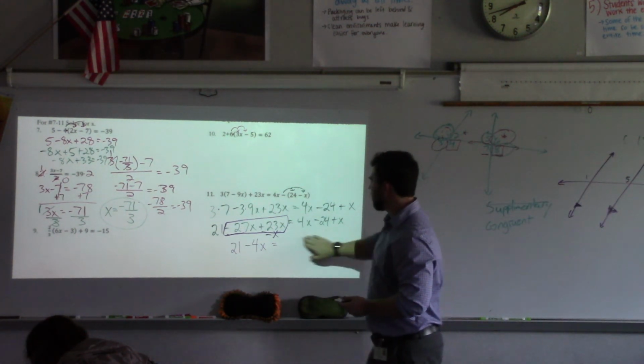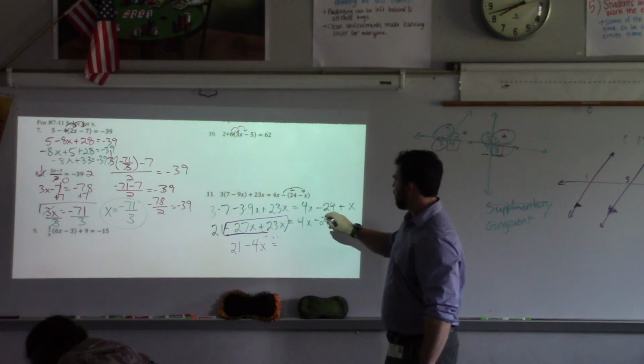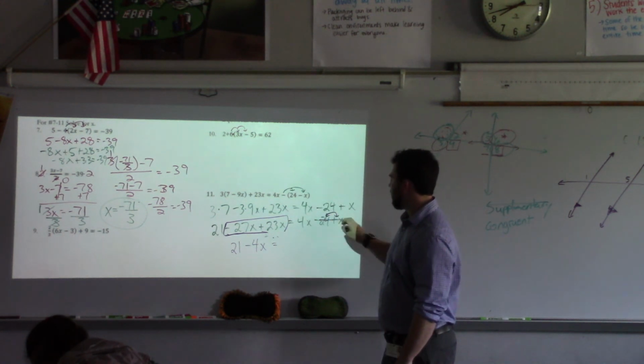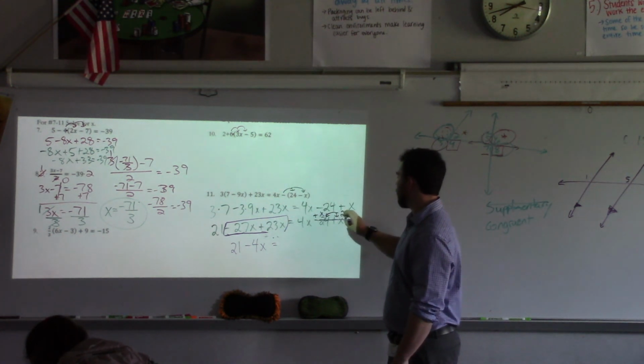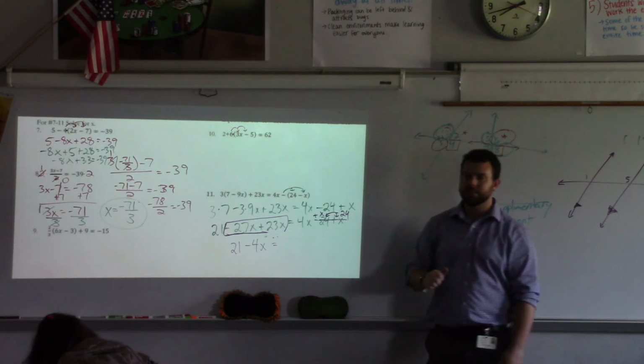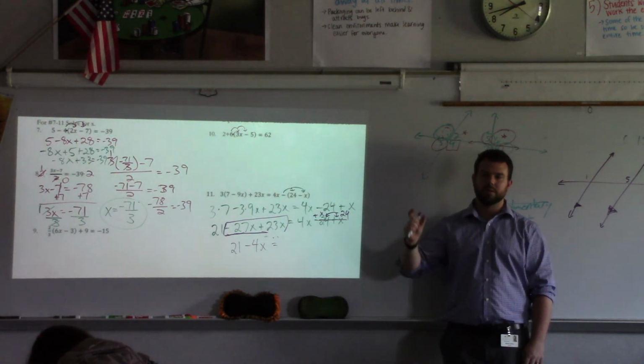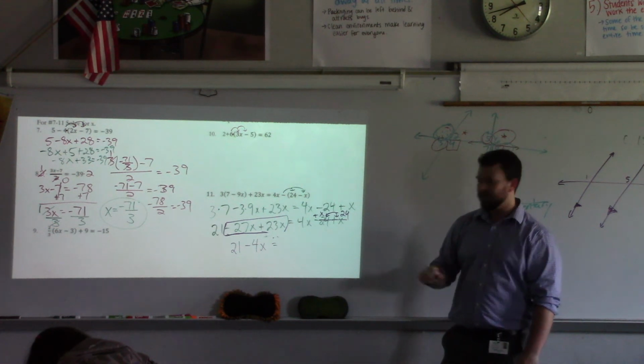Personally, though, I am going to just use my commutative property, because then I would get plus x minus 24. So 4x plus x? Ari and Lalicia up here. 5x.